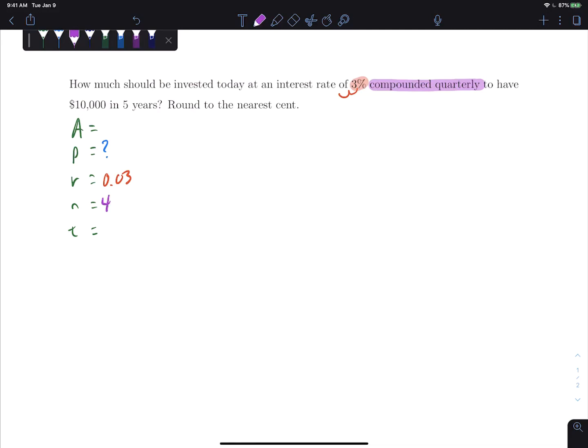In order to have $10,000 in 5 years, notice that the 10,000 is the future value, so that goes there. And in 5 years, what color have I not used? Green. So in 5 years, that is the time.